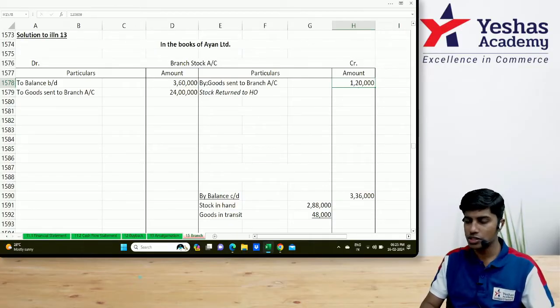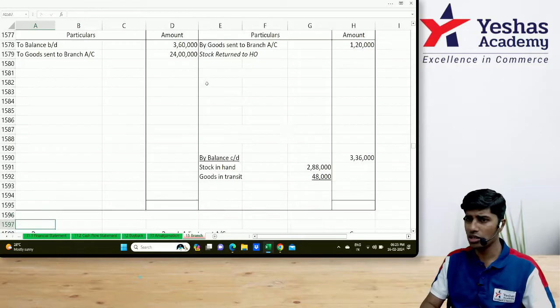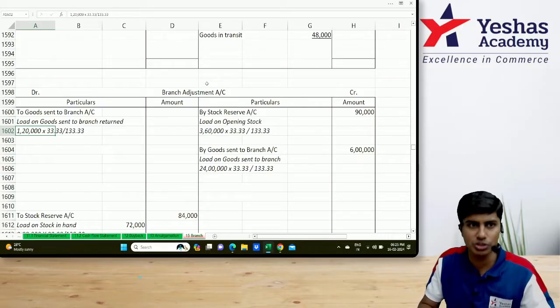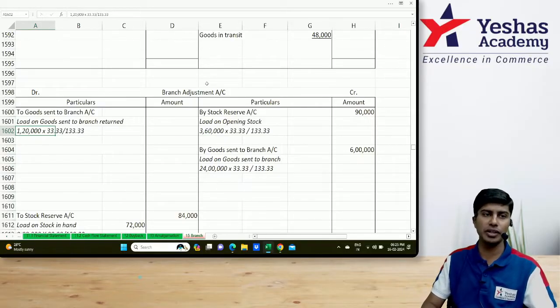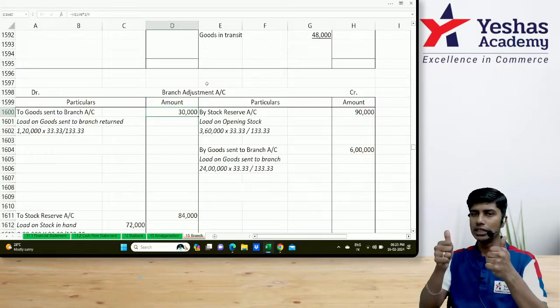Now we'll remove load on this. Shall I? Load removal will happen on the debit side. In branch stock, credit side I've written by goods into branch. On the debit side in branch stock, I'll write again to goods into branch, load on goods into branch. That is 1,20,000 into 1 by 4 or 33.33 divided by 133.33. What do we get? 30,000.